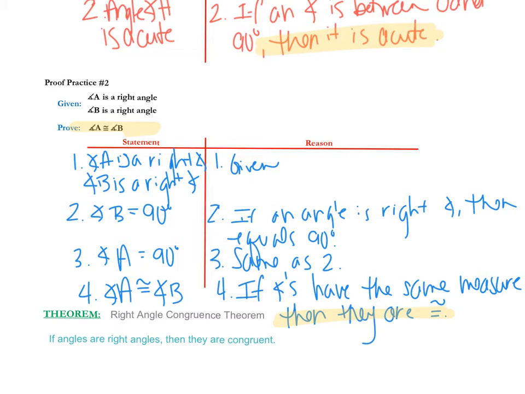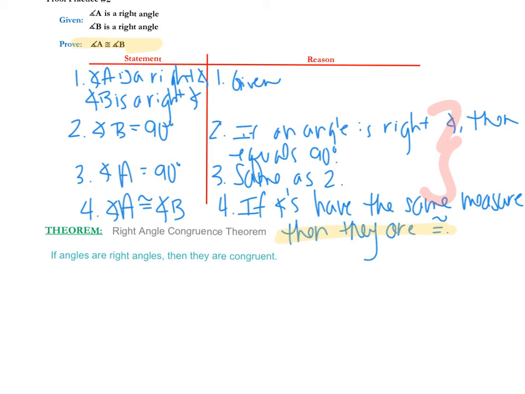Now, these in-between steps might have seemed a little silly to you, right? Because we know that right angles are 90 degrees, and we know they're always going to be congruent. So we actually have what's known as the right angle congruence theorem, and that is going to eliminate those two steps in the middle that I just did. So instead of having a 4-step proof, we would only have a 2-step proof. Okay, so our theorem is, and this is another one you need to know, if angles are right angles, then they are congruent. You need to know that. Okay. All right, let's go to the next page.